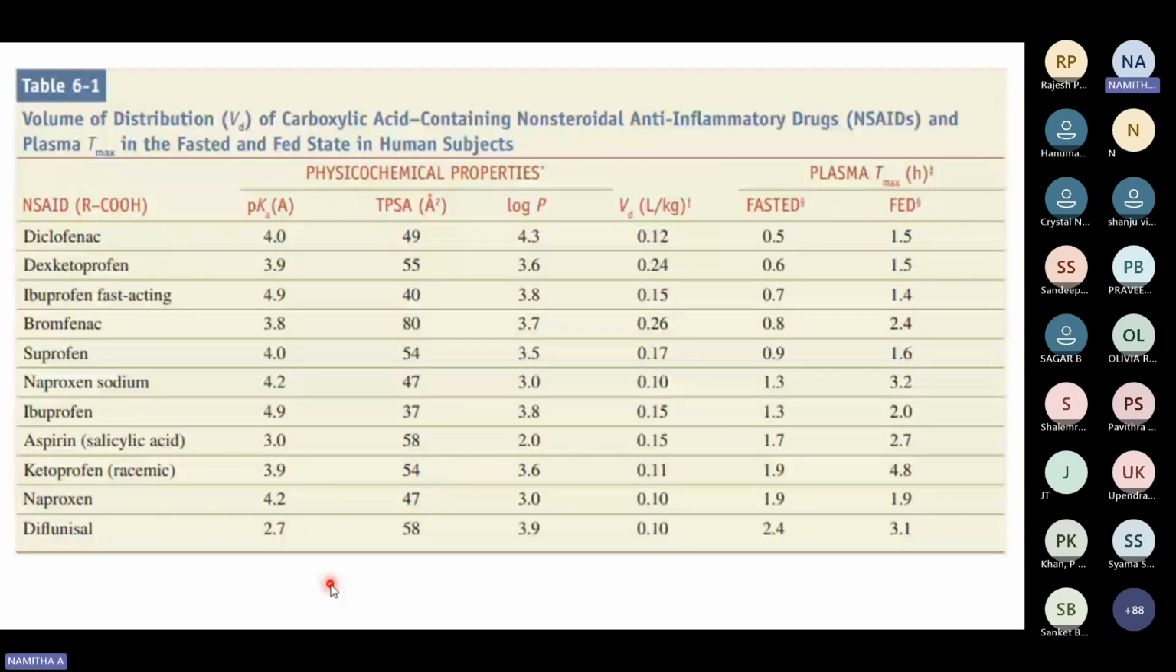So there are some examples here to show how it affects the fasted levels, I mean, when the animals are fasted, and how it is affected when the animals or humans are fed. When it comes to NSAIDs, the major one is diclofenac. Tmax varies with the fasted levels and the fed levels. It is more in the fed animals or humans. These are some of the examples to show the fasted level variations with the fed level variations.